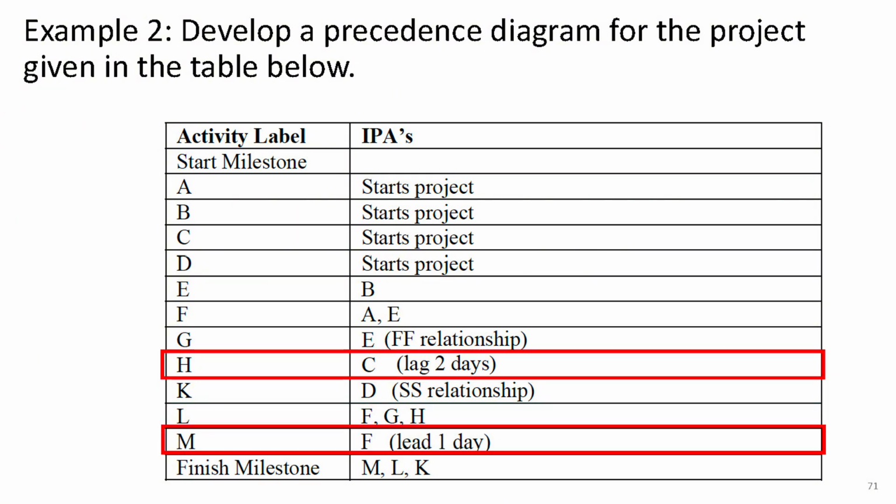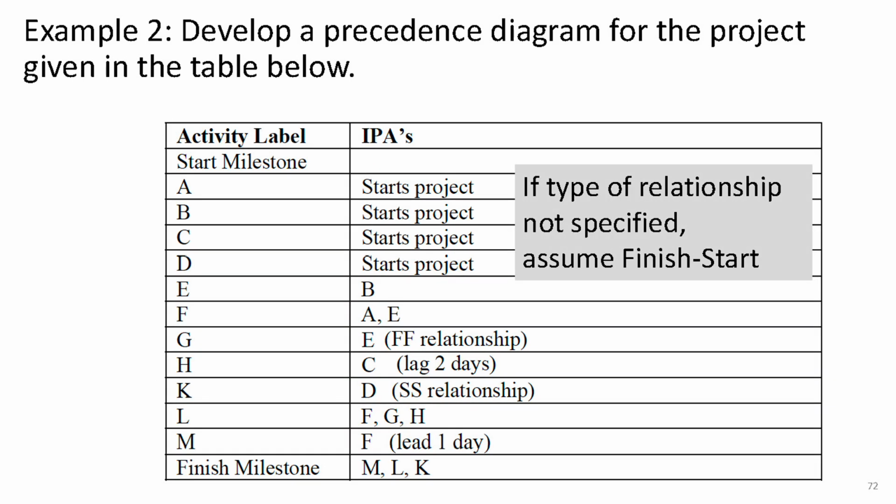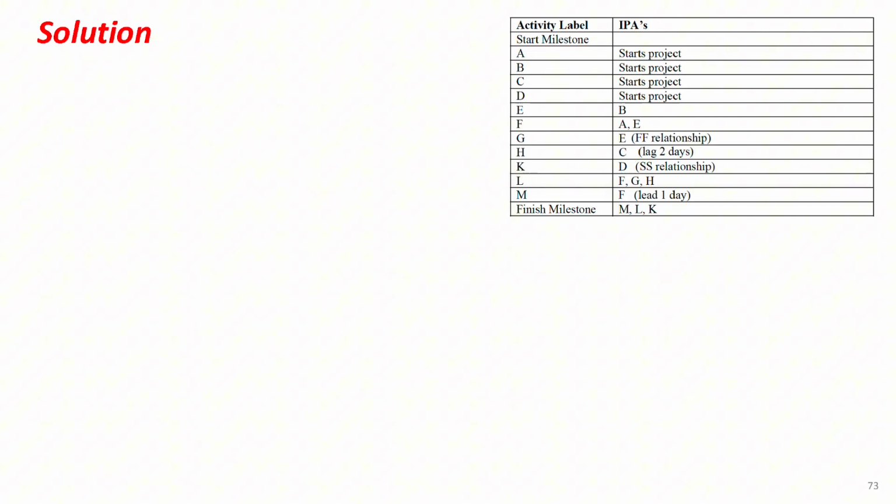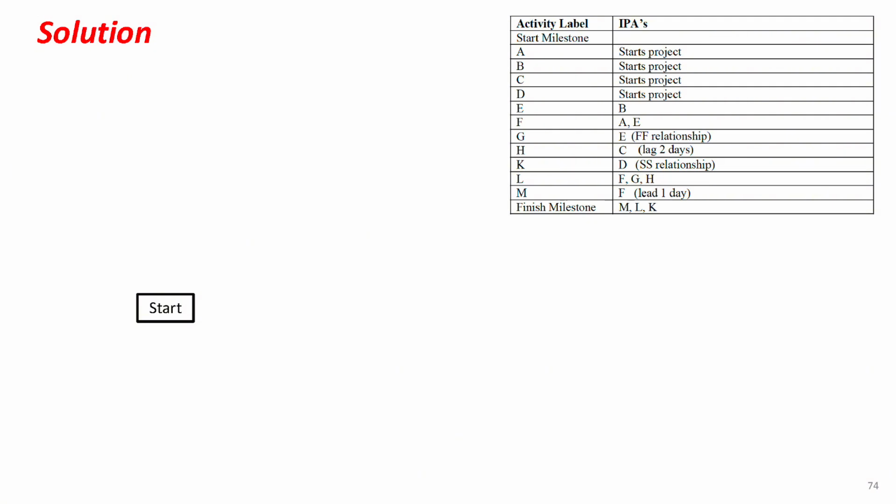For instance, activity H follows activity C with a 2-day lag, while activity M comes after F with a 1-day lead time. And just like in the first example, if the type of relationship isn't mentioned in the problem, you can assume it's a finish-to-start relationship by default. Let's begin by drawing a PDM network for this project. The first thing we need to do is draw the start milestone activity.